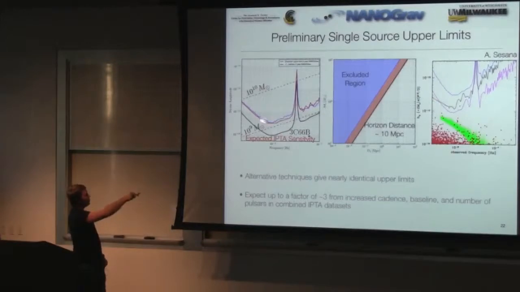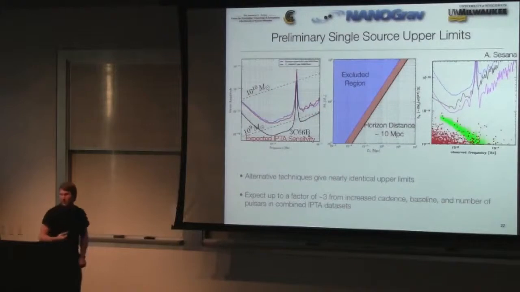This is using the full parameter space and basically looking for the amplitude of the signal that would give you a 95, which is the amplitude of the signal that 95% of the probability is below this value. So this is sort of the Bayesian upper limit way of doing things. This black curve is the expected upper limit we could get from combining all of these data sets.